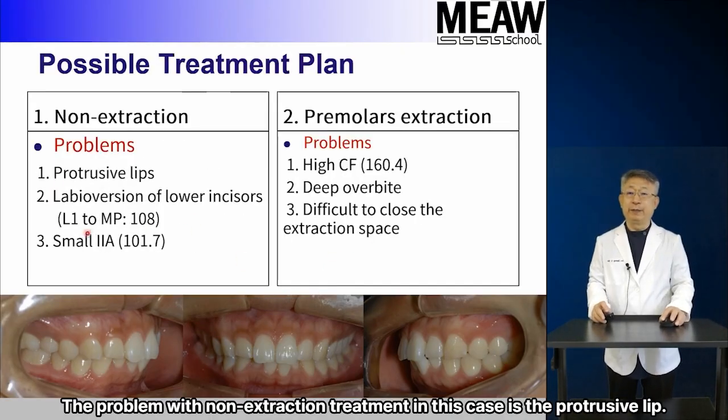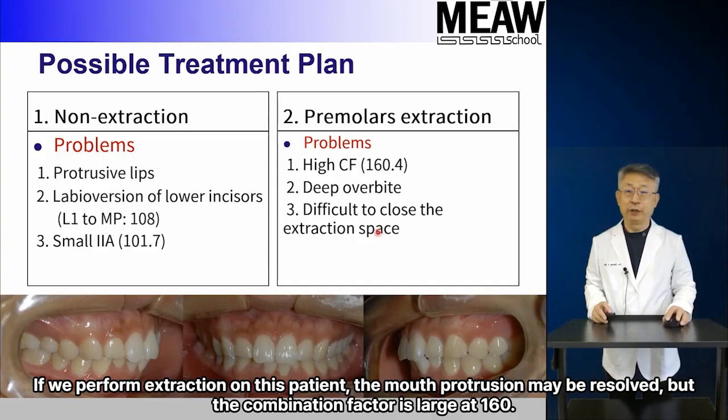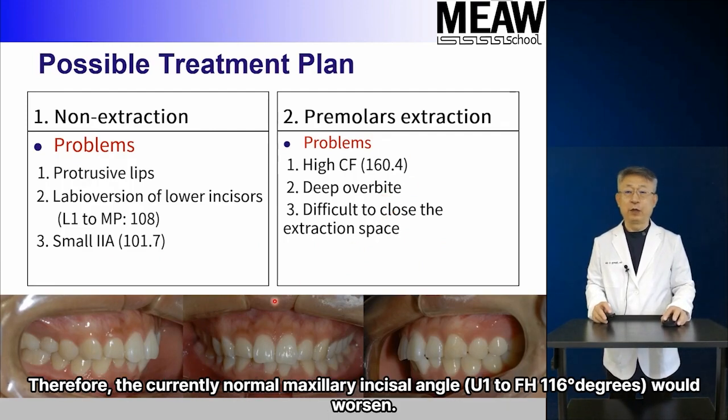The problem with non-extraction treatment in this case is the protrusive lip. The labioversion in the mandibular incisor and the small IIA 101 degrees are also not desirable. If we perform extraction on this patient, the mouth protrusion may be resolved, but the combination factor is large at 160. Therefore, the currently normal maxillary incisal angle U1 to FH 116 degrees would worsen.